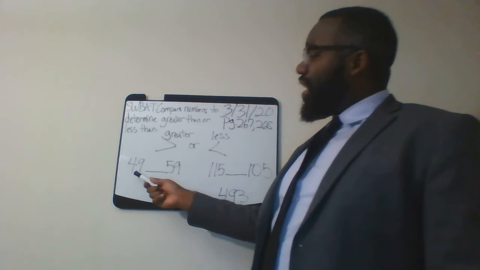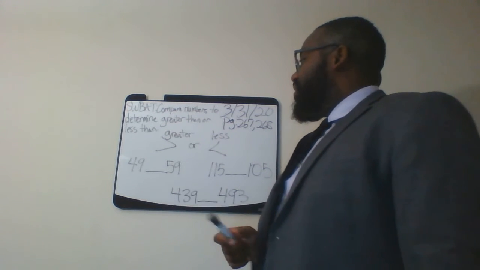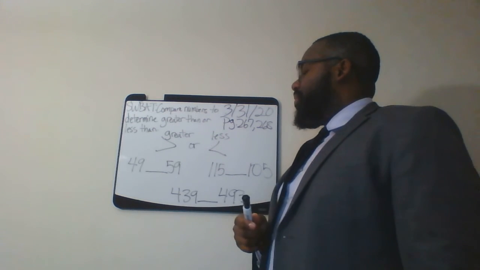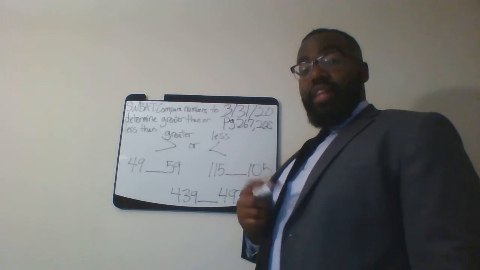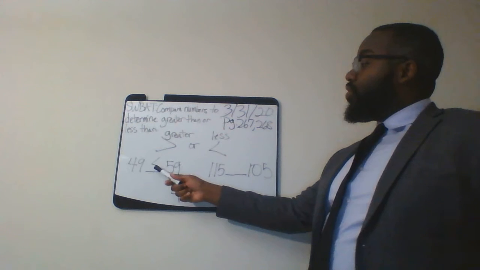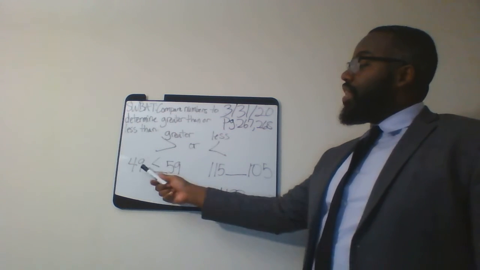Now, is 49 greater than 59, or is that less than? Is 49 greater or less? What do you think? That is correct. 49 is less than, it's a smaller number. So 49 is less than, so you use this sign, the arrow facing that way.